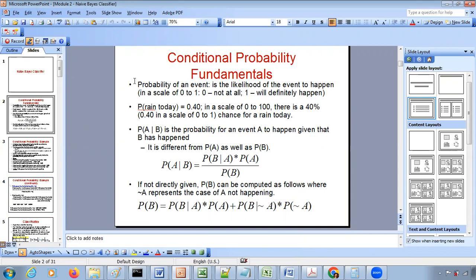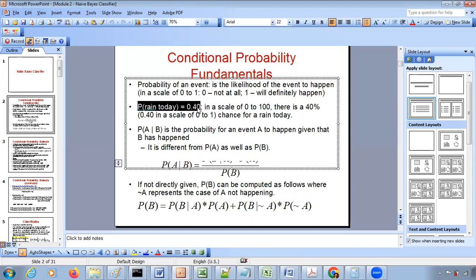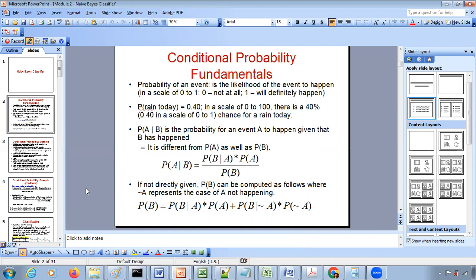So to begin with, probability of an event is the likelihood for that event to happen. For example, if I say the probability of rain today is 0.4, it means in a scale of 0 to 100, there's a 40% chance for rain today. And probability typically is represented in a scale of 0 to 1. So 0 means not at all possible, and 1 means 100% possible. So 0.4 on a scale of 0 to 1 gives you an idea how likely the event could happen. So that's about probability as it is.